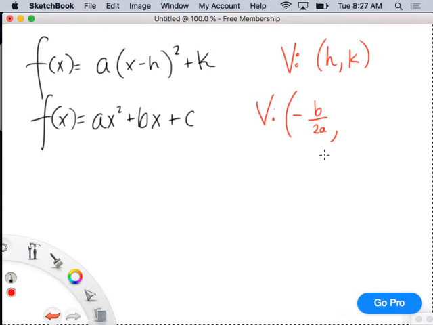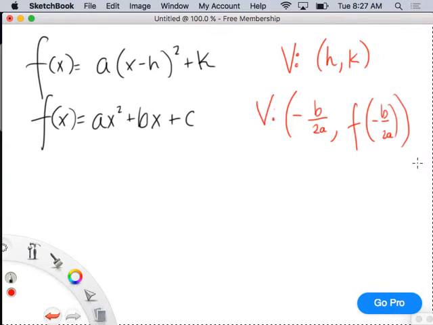Got it? Now, whatever I get for that x component, if I have an x value and I want to find the y value, what do I do with that x value? Plug it in, right? So I take whatever that x value is and I plug it into my function. And the way we show that is f of negative b over 2a. Does that make sense? So whatever this is, I plug it into my function to get my y component. Does that make sense to you guys? Yeah? Any questions on that? Yeah, that's exactly what we're going to do.